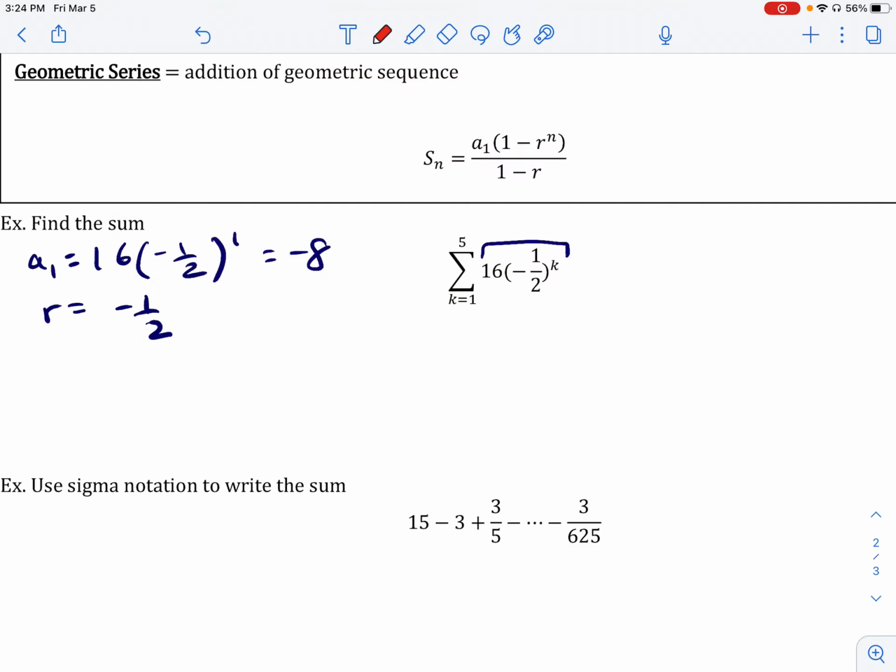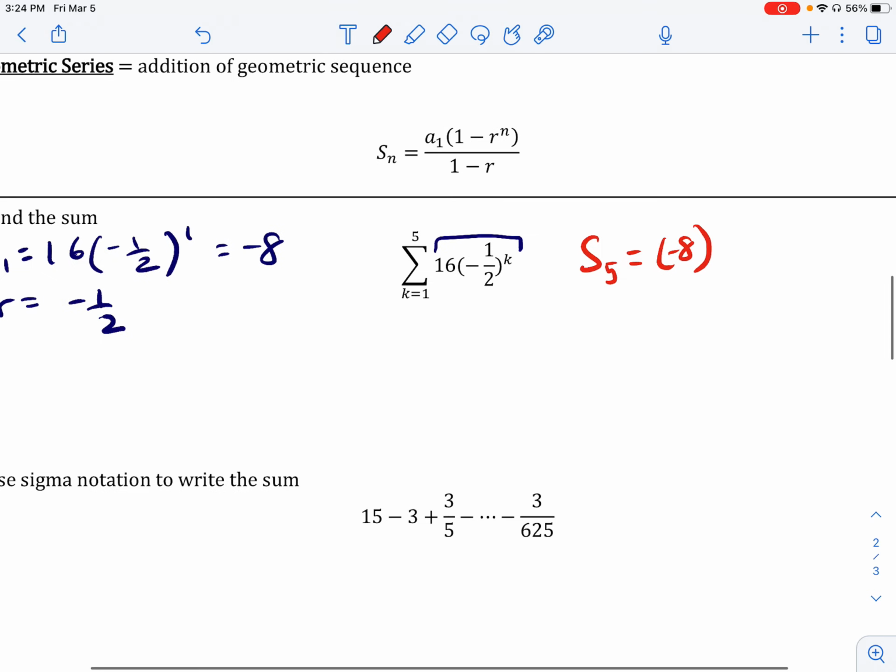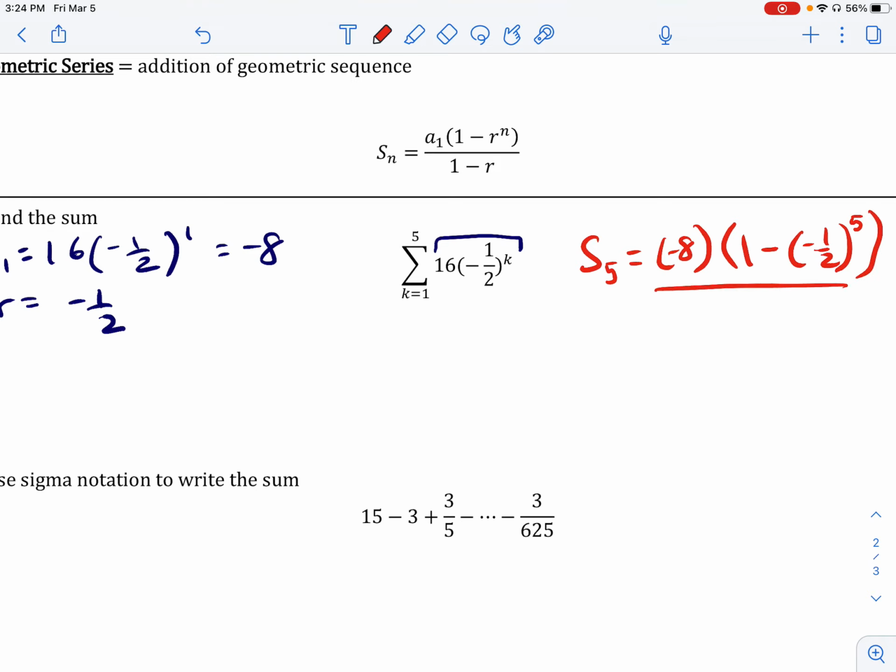Let's do this in a different color. We can find the sum of the first 5 terms in this series using this formula. a sub 1 is negative 8. We can then say 1 minus our common ratio, which is negative 1/2, raised to the 5th power, all of this over 1 minus negative 1/2.